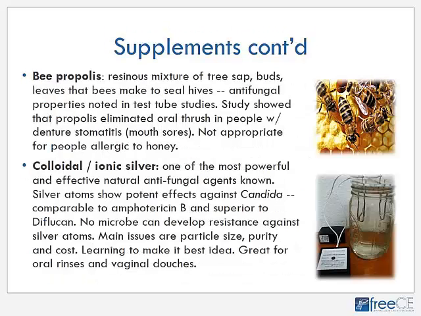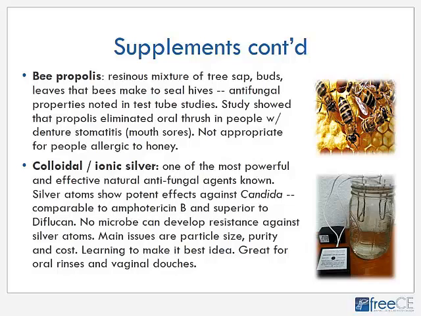Bee propolis is a resinous mixture of tree sap, buds, and leaves that bees make to seal their hives, but it also has great antifungal properties, as noted in various test tube studies. One human study showed that propolis eliminated oral thrush in people with denture stomatitis or mouth sores. However, this would not be appropriate for people with allergies to honey.